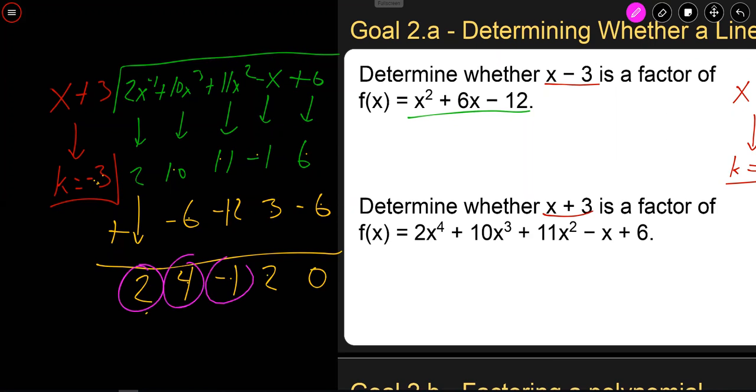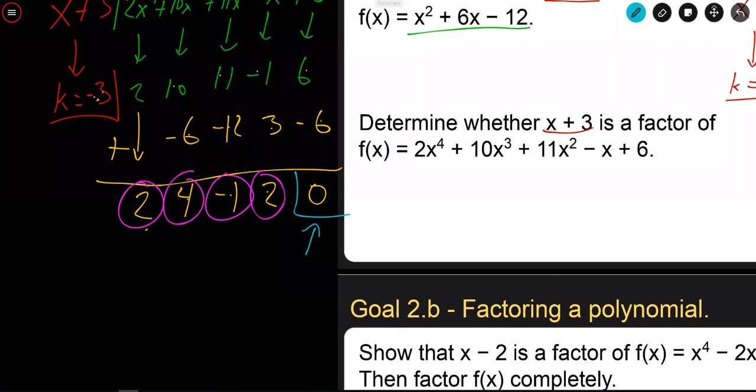Again, everything from the left up until the very last value is my quotient, and then that last value is my remainder. Since I'm trying to determine if it's a factor, all I really care about is the remainder. And sure enough, since my remainder equals 0, x plus 3 is a factor. So we found that it's a factor.